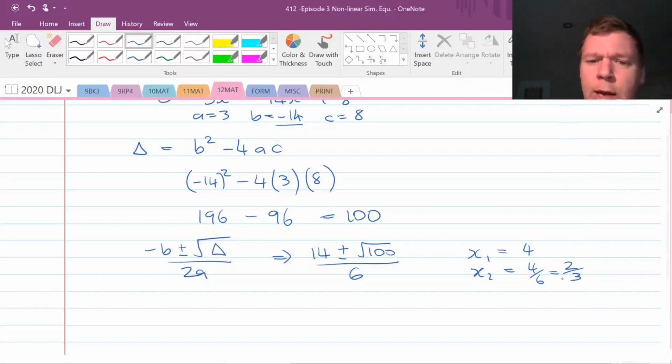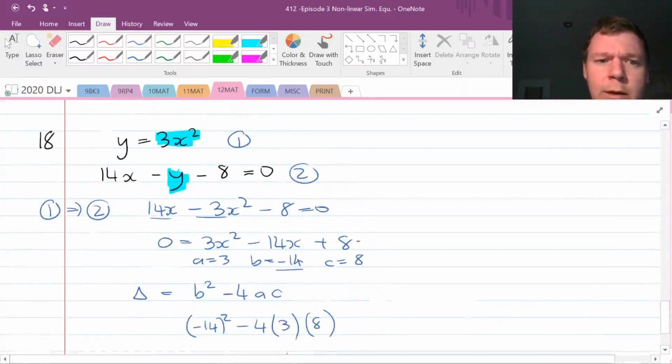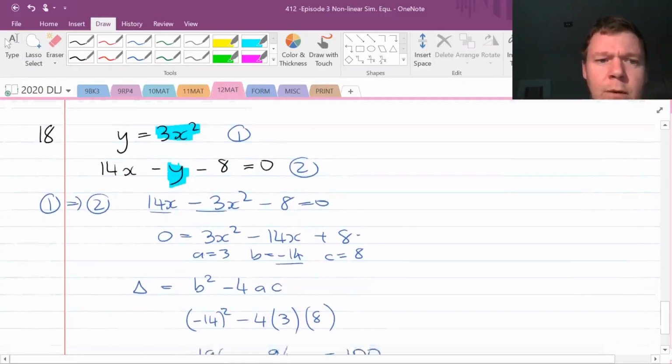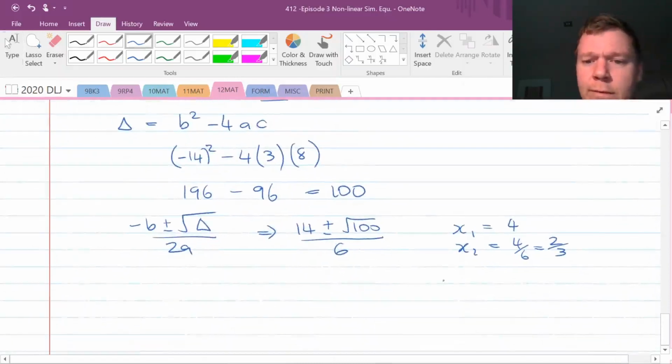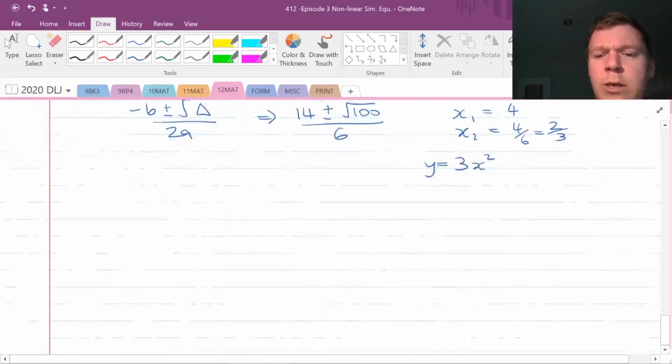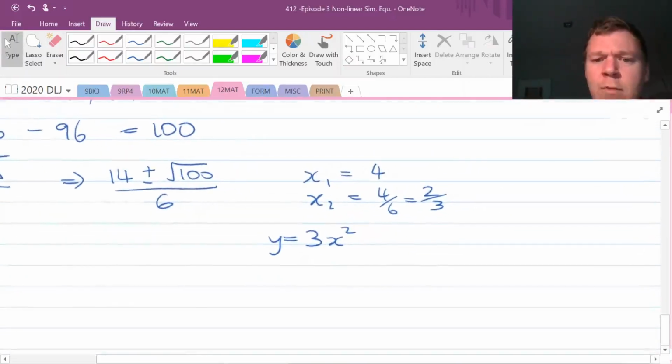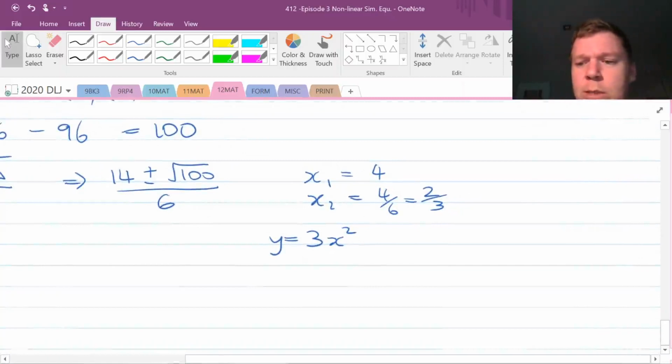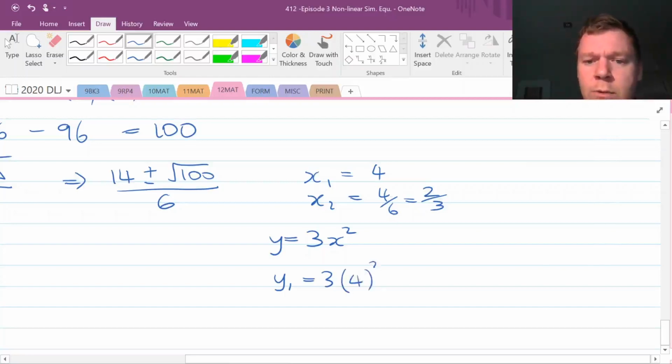Okay, now we can get our y values by putting them back into, well, let's put them into that first equation. y equals 3x squared. So you don't always have to do the line. Sometimes the x squared could be the easier one to substitute into. So y1 is going to be 3 times 4 squared. So 4 squared is 16. 16 times 3 is 48.